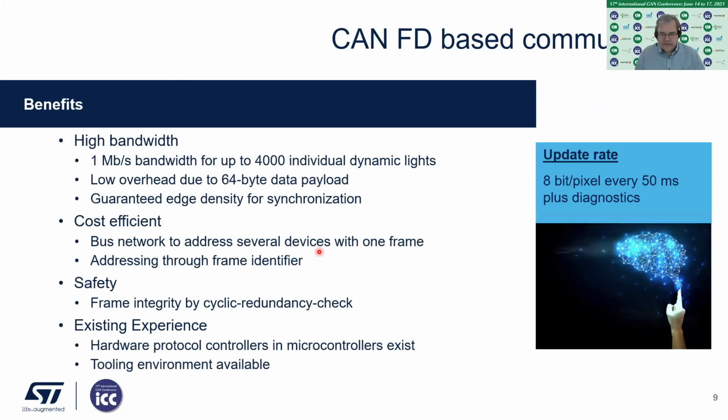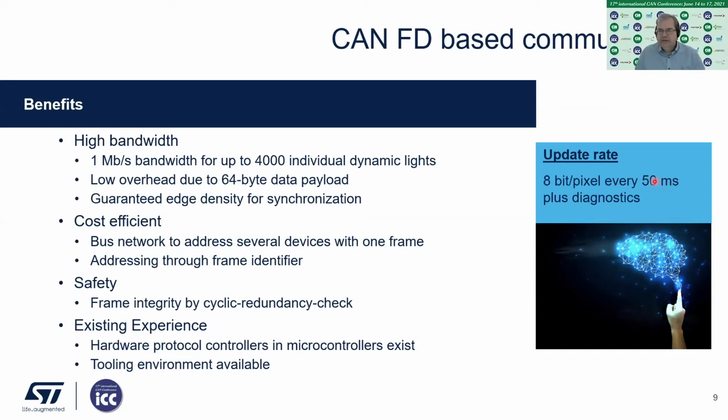And then we asked, what would fit best for this kind of application? With a CAN FD-based communication, we have almost everything we needed. CAN FD offers a lot of benefits. It offers a very high bandwidth. With standard CAN FD, we can use 1 megabit per second bandwidth if we do not do bitrate switching. Depending on how you update these individual dynamic light sources, we came up with numbers of up to 4,000 individual dynamic lights that we can address with the 1 megabit per second bandwidth, with a 50 millisecond update rate.